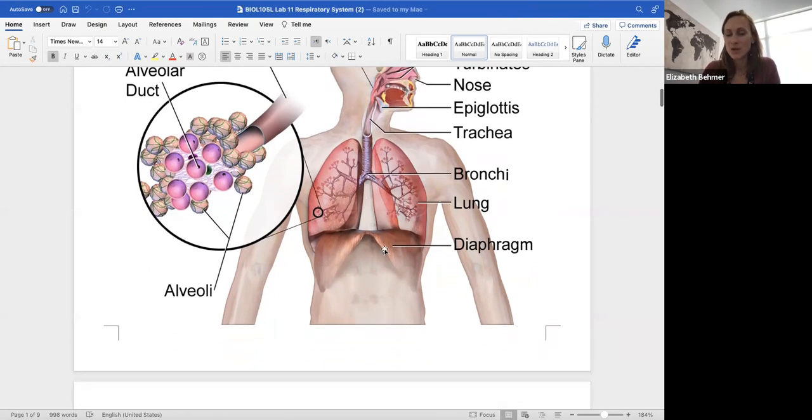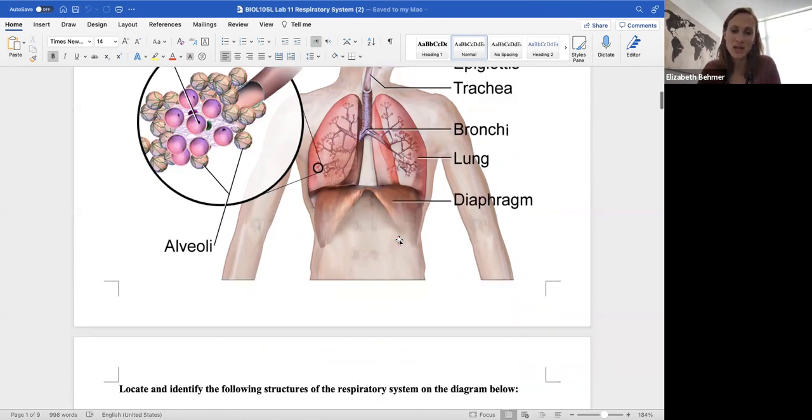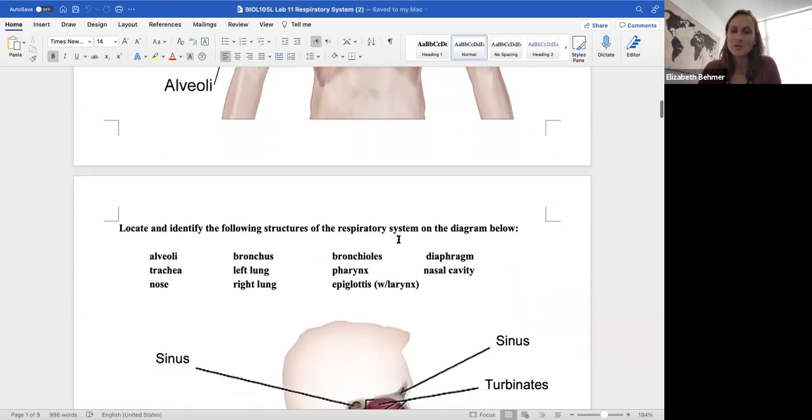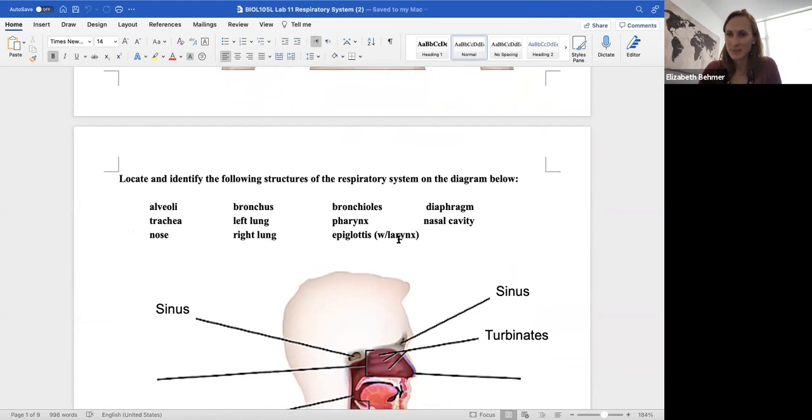The diaphragm is one of the most important breathing muscles in the body. It sits right underneath the lungs. It helps to expand your rib cage as you breathe in and then decrease the rib cage as you breathe out.